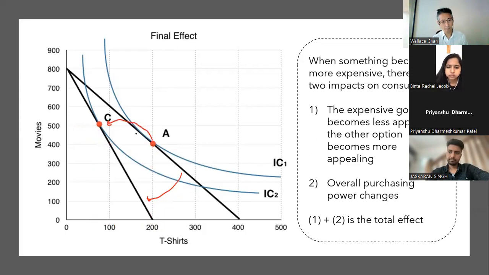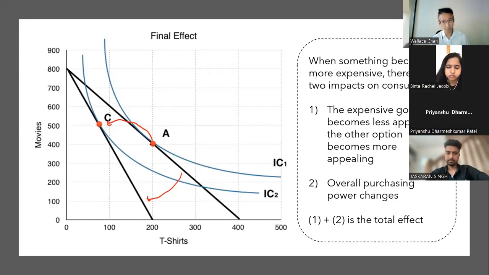The reason is, think about it: when the price of a good goes up, there are actually 2 impacts on the behavior of consumers. Number one, the good which becomes more expensive becomes less appealing to you. You don't want to buy that. Now, at the same time, the other good's relative price is becoming lower, right?